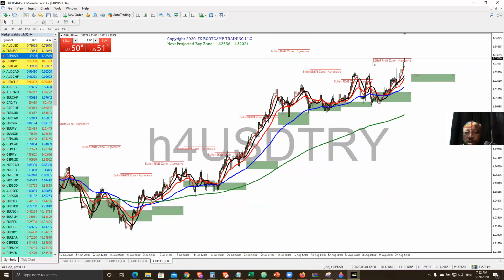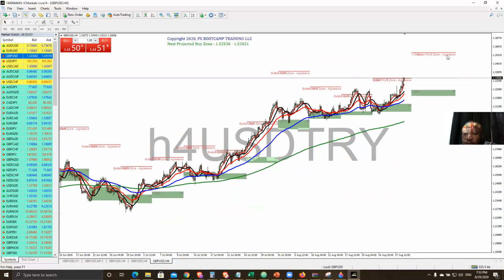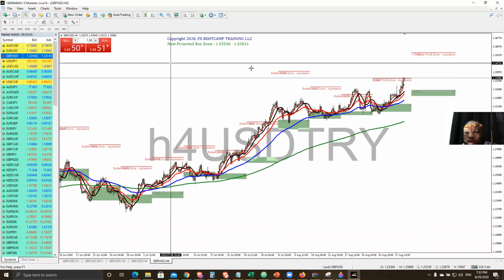So we've got one bullish profit taking zone right there. We've got another bullish profit taking zone at the 400 level. Let me see what I got higher than that. So this is the one that we're talking about.